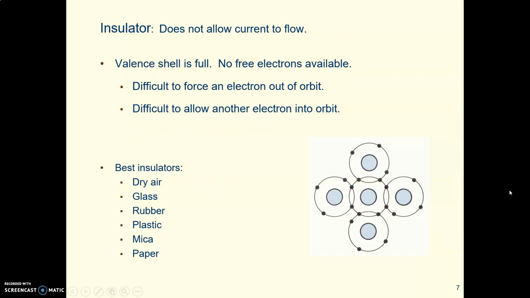Those were conductors. Insulators are materials that do not allow current to flow. So they have valence shells that are full of electrons. The electrons can't get knocked loose.